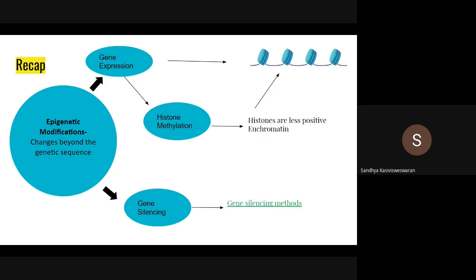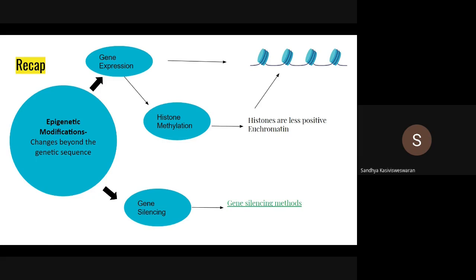So, what do we know, right? We know there are epigenetic modifications, and we know what epigenetics is, right? It's changes beyond the primary DNA genetic sequence. And broadly, if you had to classify it, it can be of two types. Either based on outcome, epigenetic modifications can either cause gene expression or they can silence gene expression.